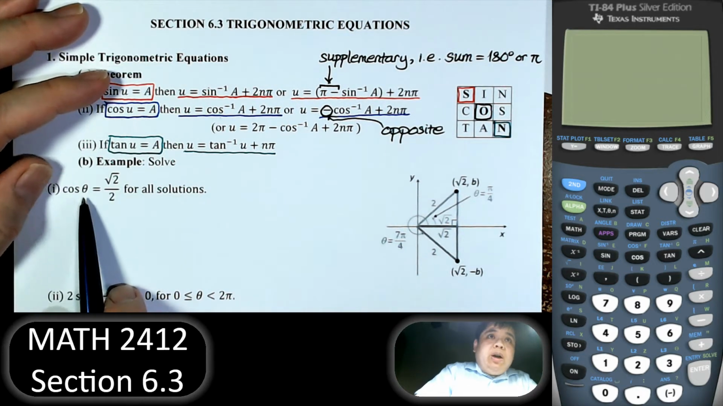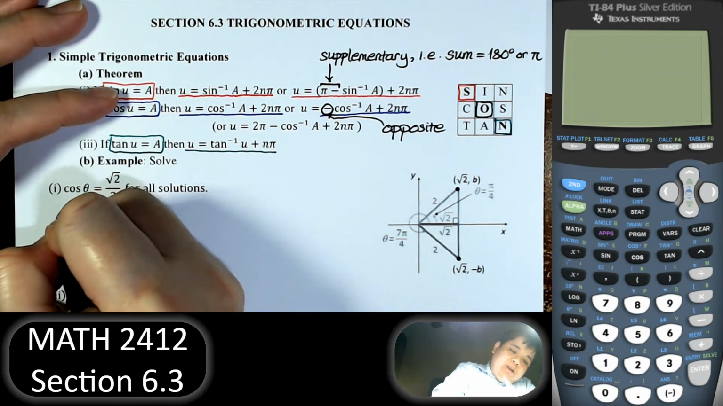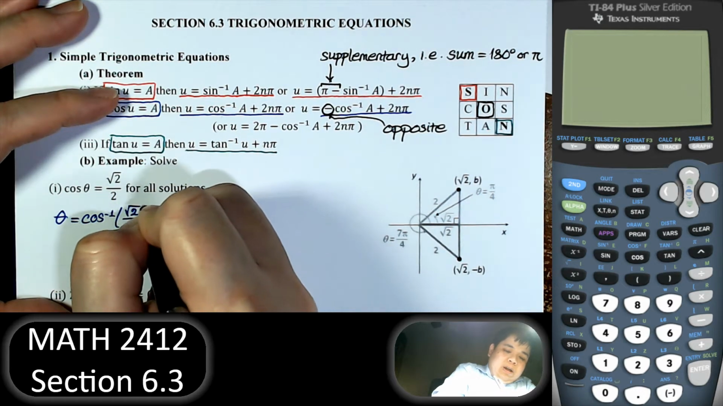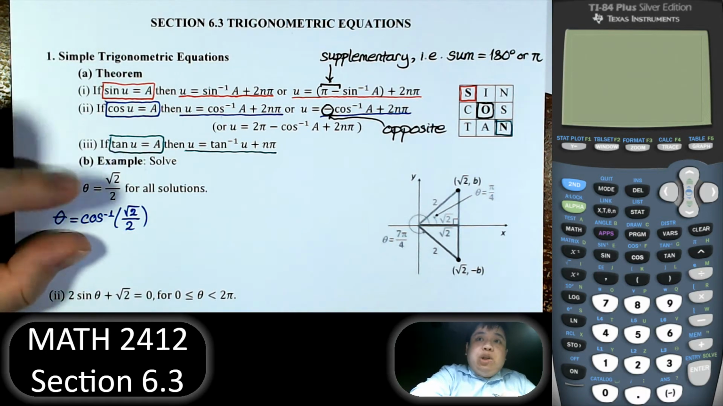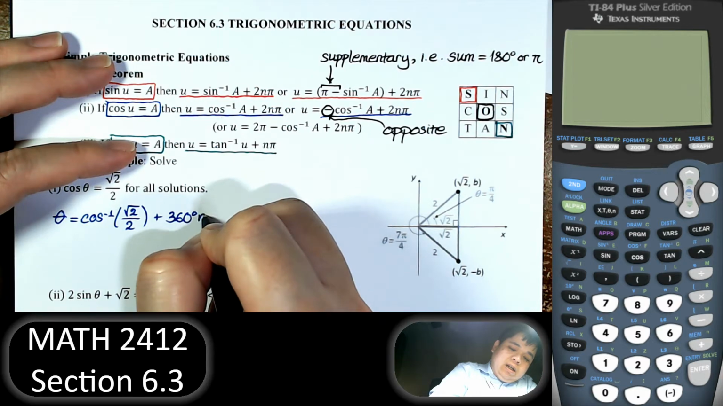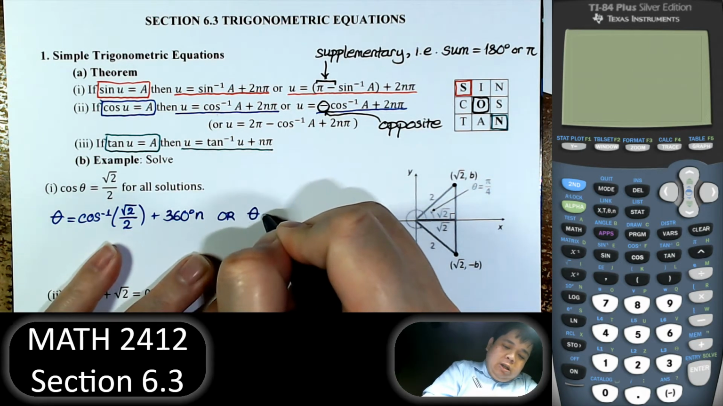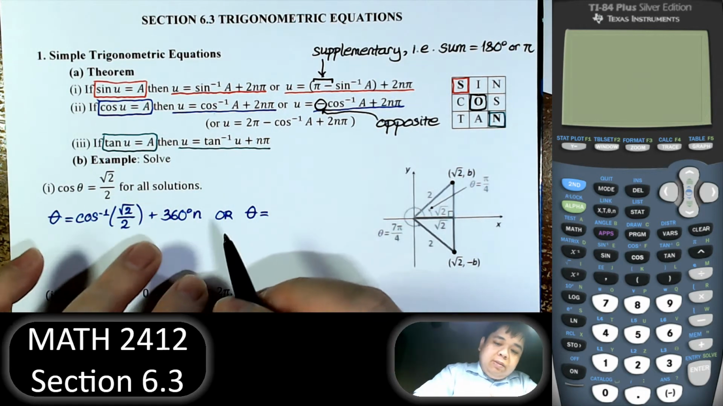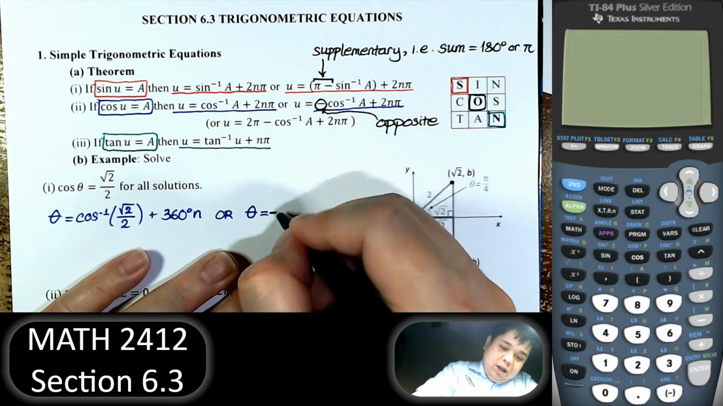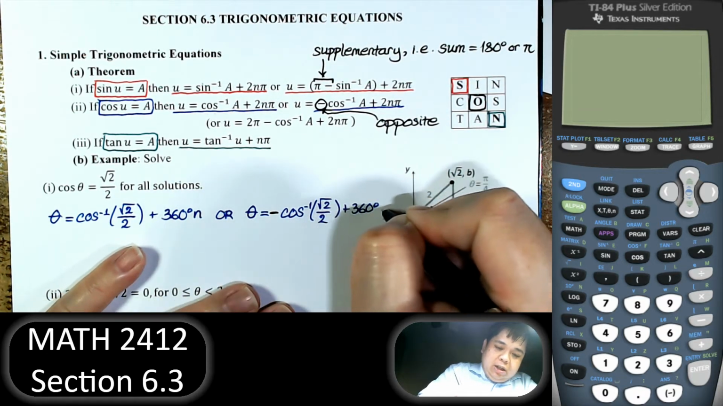Let's look at a solution. I'll find the solution for cosine of theta equal to square root of 2 over 2. Now it will be easy. For cosine, theta will equal cosine inverse of square root of 2 over 2. Now, this one did not specify anything, so I can pretty much use degrees. If I use degrees, instead of 2n pi, I can use 360 degrees times n. Or, for cosine, along with the cosine inverse, we will have the opposite: negative cosine inverse of square root of 2 over 2 plus 360 degrees times n.